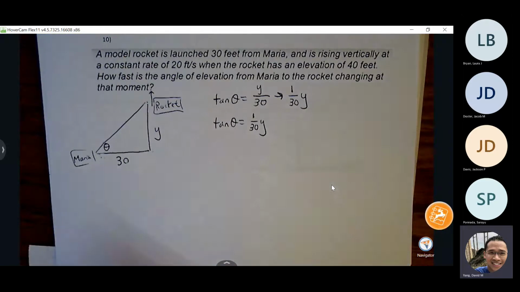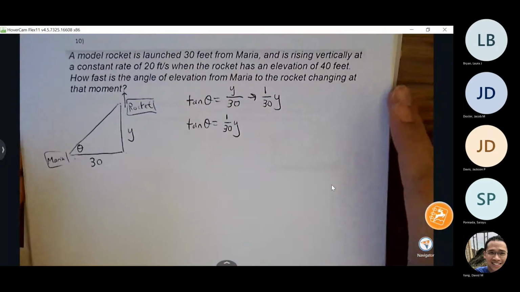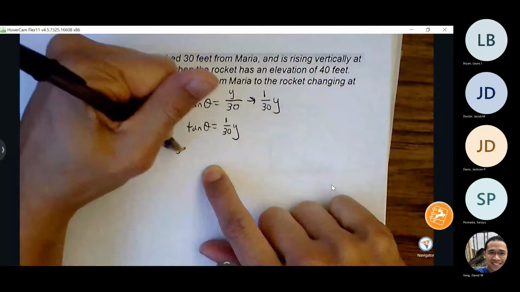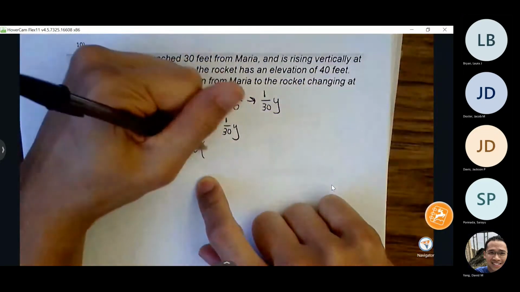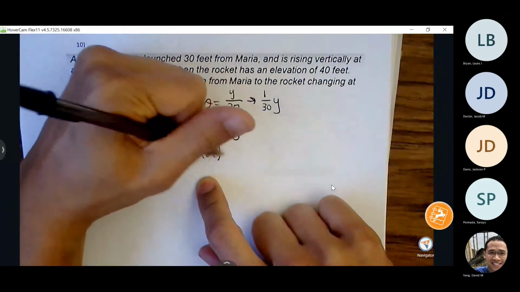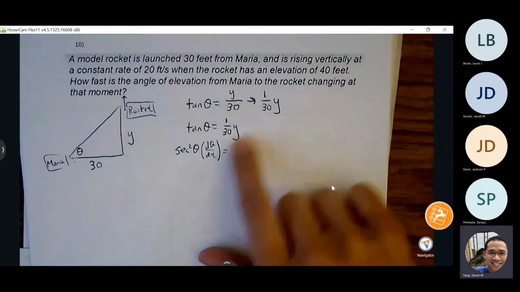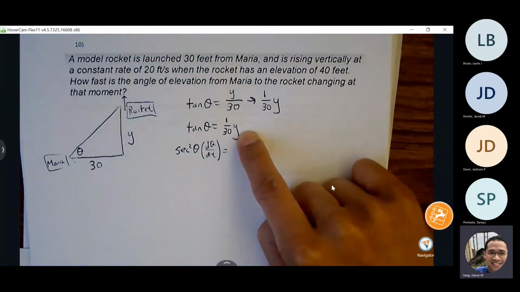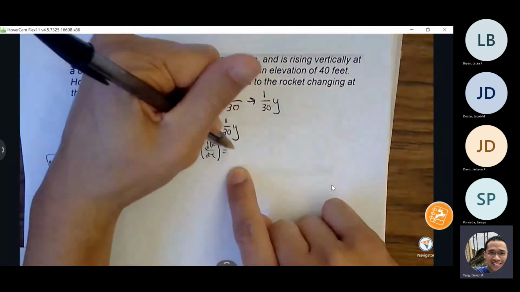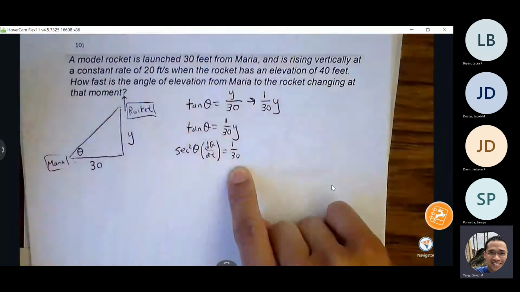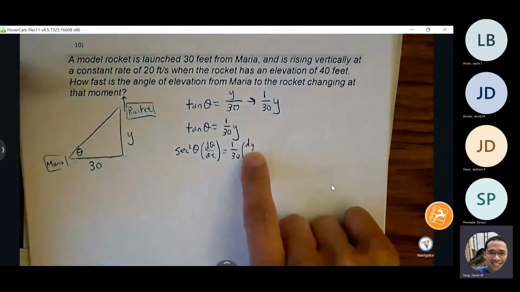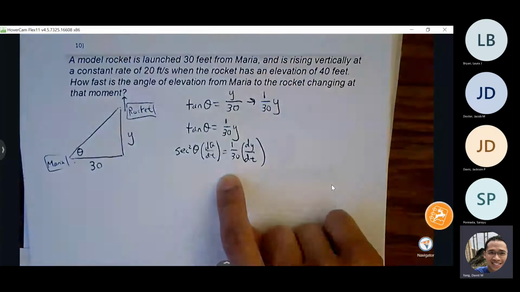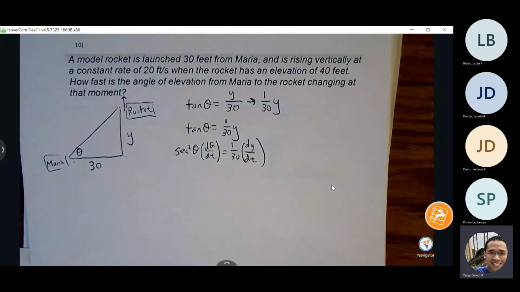Okay, let's find the derivative. Tangent's derivative is... we're dealing with related rates, so we also need to include what? 1/30th y becomes dy dt, right? Time is our independent variable, so everything has time involved.